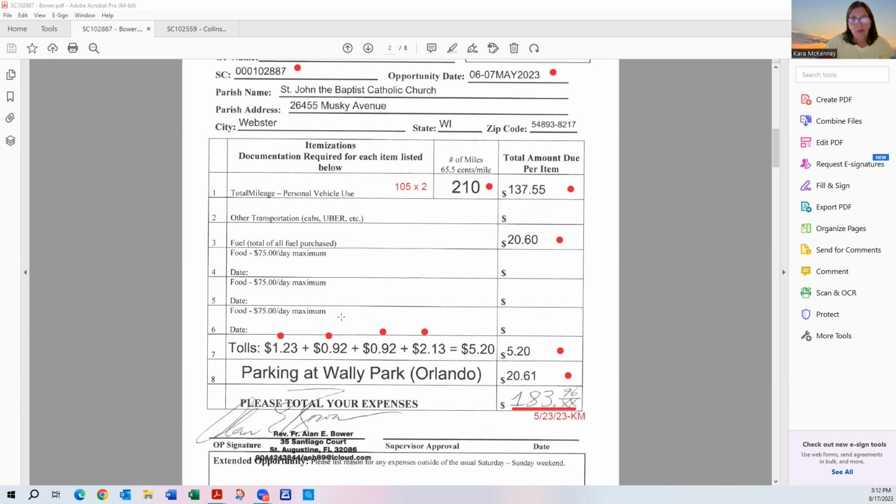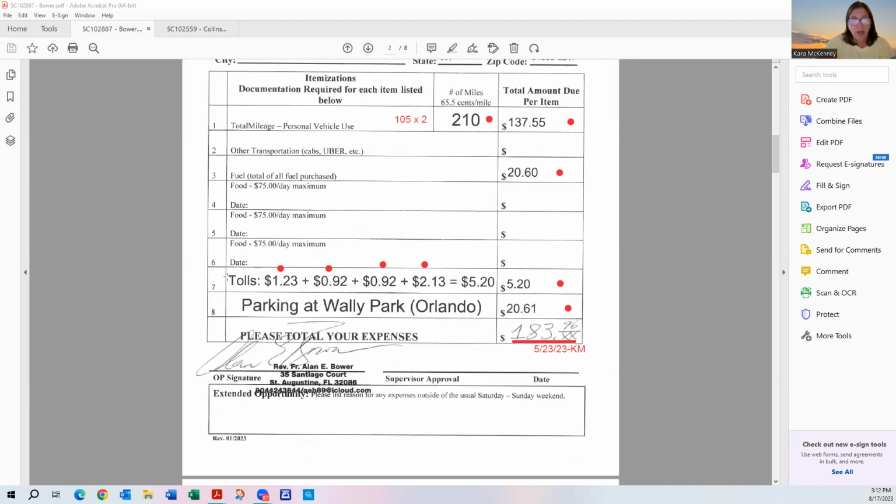Lines 4, 5, and 6 are reserved for food purchases. If you can do day by day and then itemize them here, say you did breakfast and lunch, you would put the breakfast amount plus the lunch amount and then the total here. Next, Father Bauer has tolls. So he lists them out here and then puts the total amount here, and then parking goes here as well. If you have hotel that you paid for that Cross Catholic did not pay for, we reserve lines 7 and 8 for that.